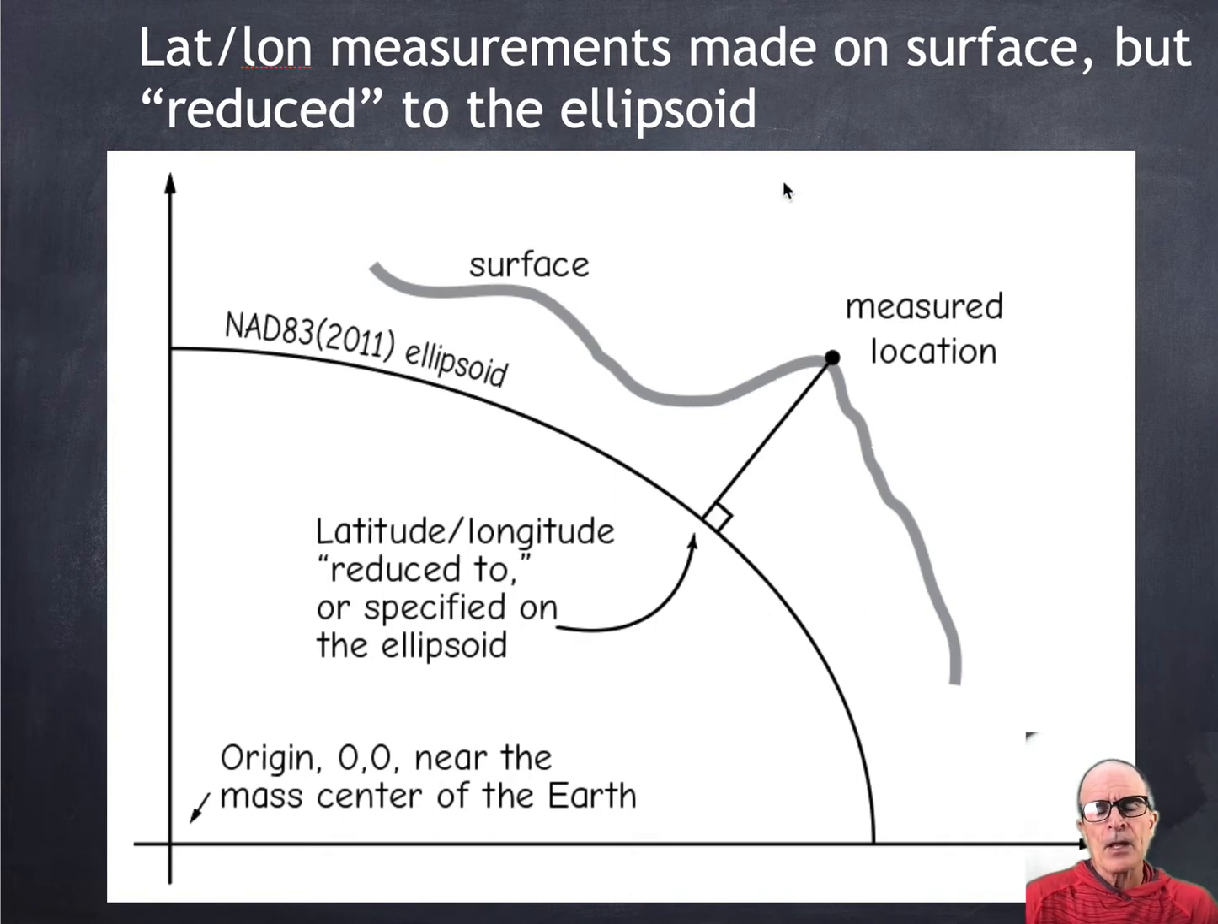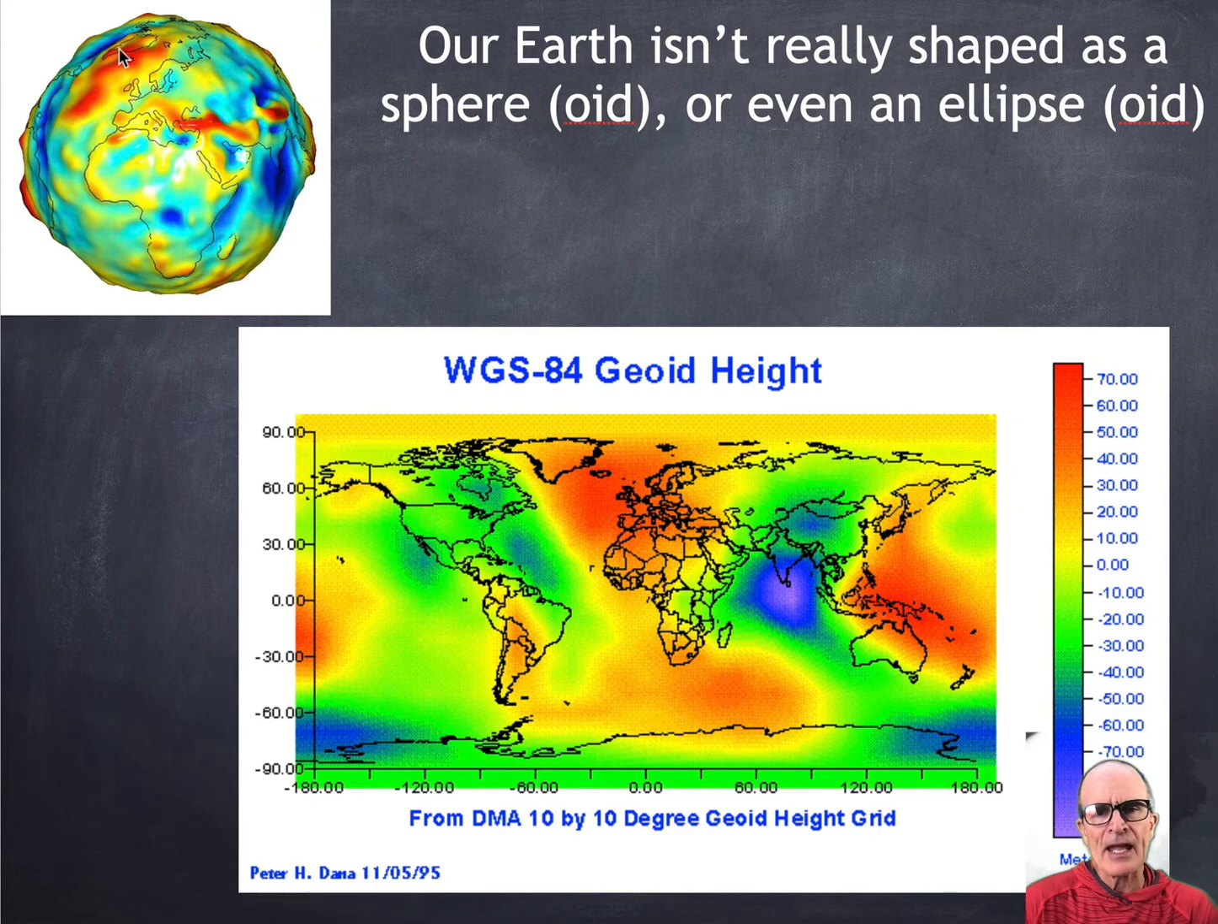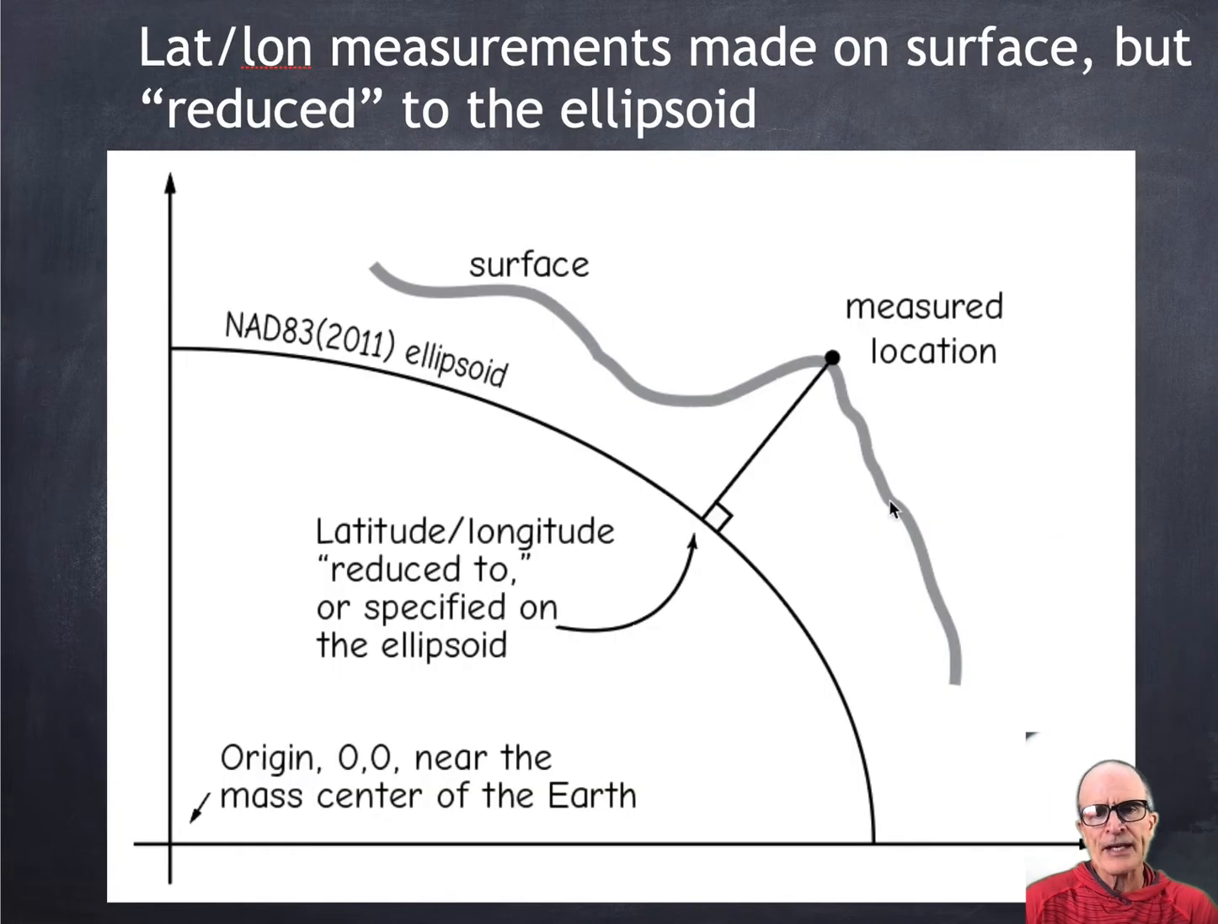Right? A lat-long measurement is made on the surface, but it's reduced to an ellipsoid. We typically establish a standard ellipsoid that is a mathematically defined surface that fits as best we can, in a least square sense, this geoidal surface. And then we project every measurement we have on the surface down to it. Okay, we have an origin here into the mass center of the Earth. We have an ellipsoid, and we're projecting down onto it.